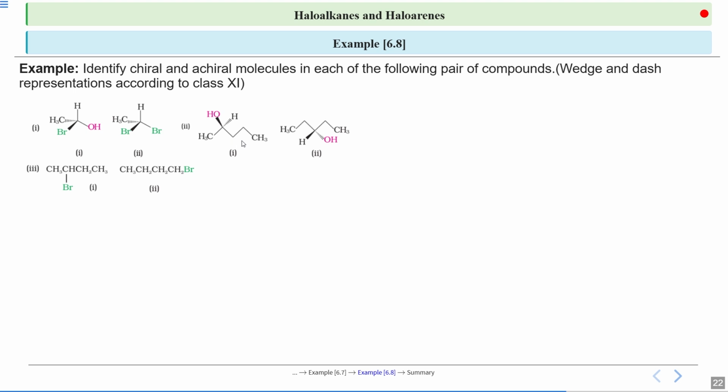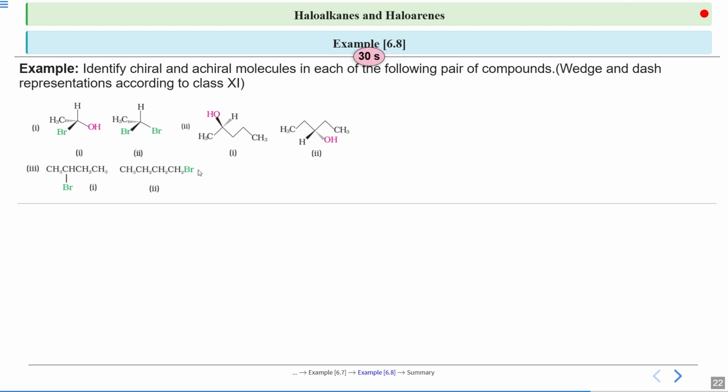In the second part, we have two structures. The first structure is structurally different from the second structure. The substituent is present at the very second carbon, and in the second structure, we have the substituent at the very third carbon. Now, in the third part, we again have two structures which differ by the position of the bromine attached to the carbon.